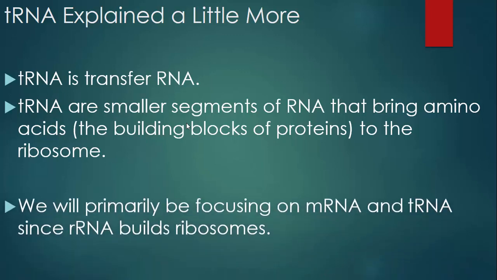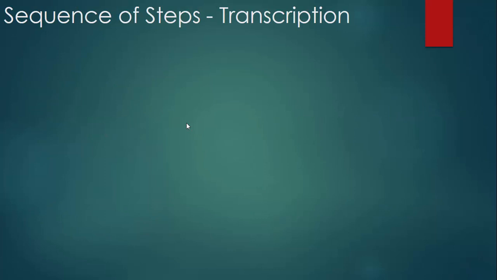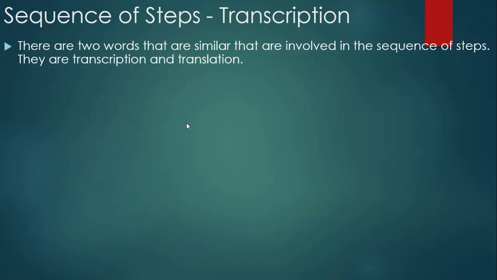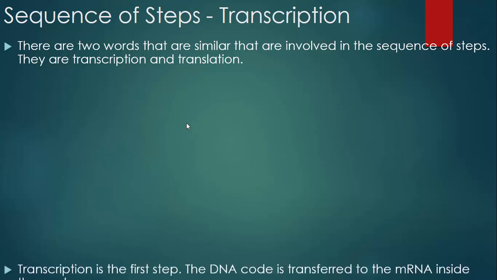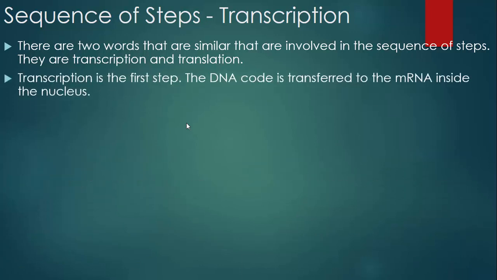Now, we're primarily going to be focusing on mRNA and tRNA, because our RNA builds ribosomes. So we need to know what mRNA does, which we just talked about, making a copy of DNA, and what tRNA does. So we talked about transcription and translation. How does that come into play? Well, transcription comes first, and transcription means to make a copy, which means mRNA is going to be involved in transcription. Now, there are two words that are similar: transcription and translation, very similar. If you're trying to remember which one comes first, if you put them in alphabetical order, transcription would come before translation.